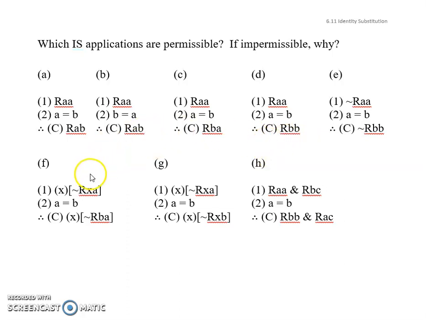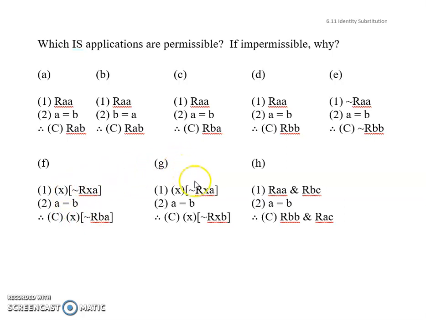What about this case? Can we go ahead and do this? And the answer is no, you cannot do this. You replaced an individual constant as opposed to an individual variable or pseudonym, and so this is impermissible, criminal, illegitimate. Do not do it.